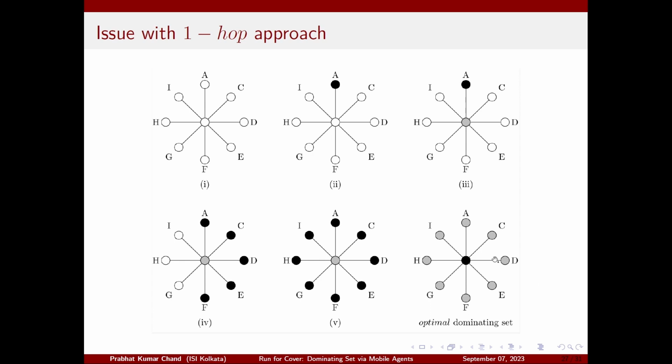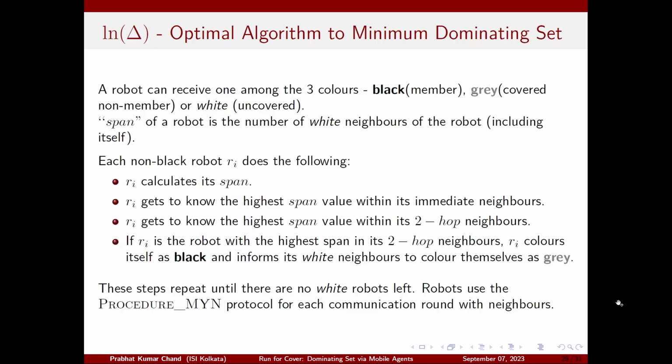In the optimal dominating set, only the middle node should have been part of the dominating set, while that middle node could have covered all the leaf nodes. So for this reason, the one hop approach can give larger dominating sets than the optimal. So we modify our algorithm to introduce a new approximation algorithm that gives us a log delta approximation to the minimum dominating set. In our approximation algorithm, a robot can receive one of three colors.